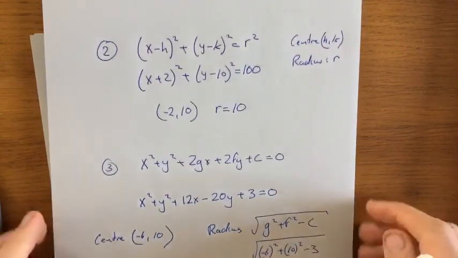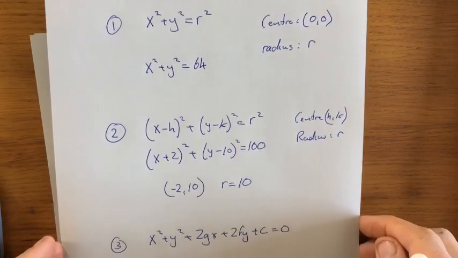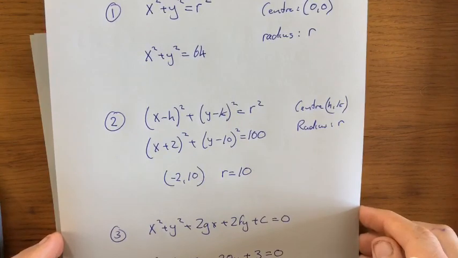So that is quite a lot of information now on coordinate geometry of the circle, but really it does boil down to just 3 types of equations.